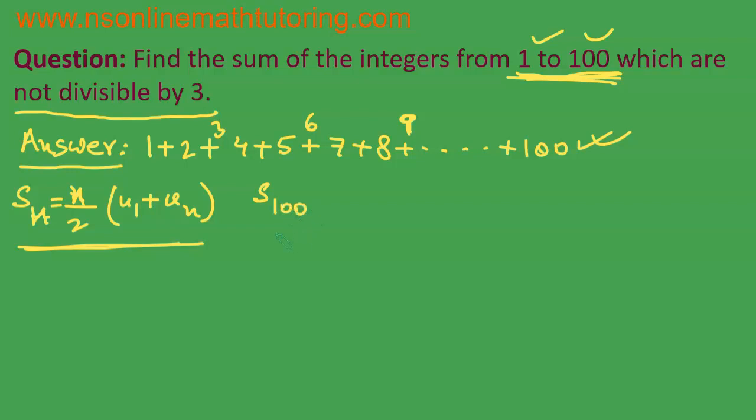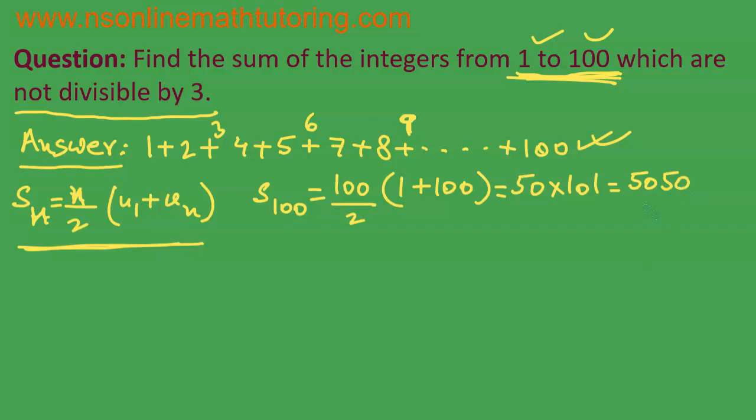Since there are 100 numbers, n is equal to 100, therefore S100 is equal to 100 over 2 times the first term 1 plus the last term 100. So, 100 divided by 2 is 50 and 1 plus 100 is 101, which is equal to 50 times 101, which is 5050. But obviously, this number contains the summation of all the numbers between 1 and 100 which are divisible by 3. So, we have to exclude that part.